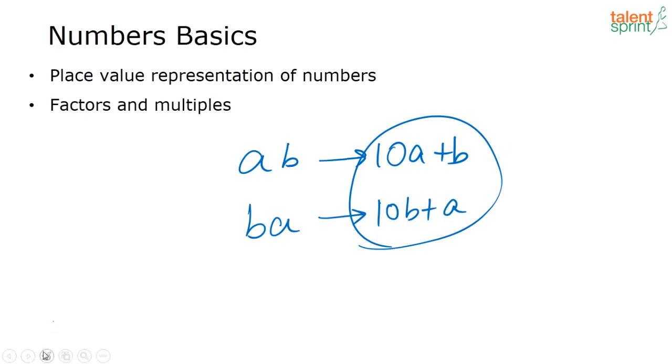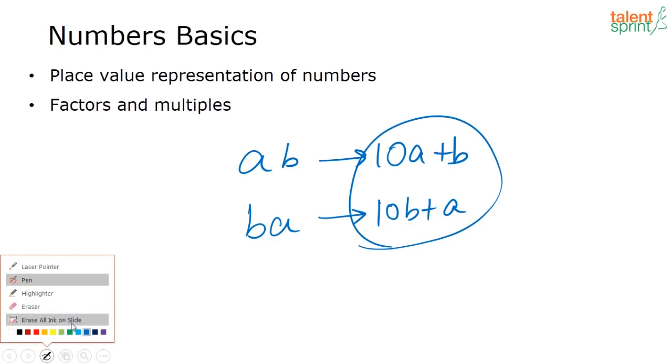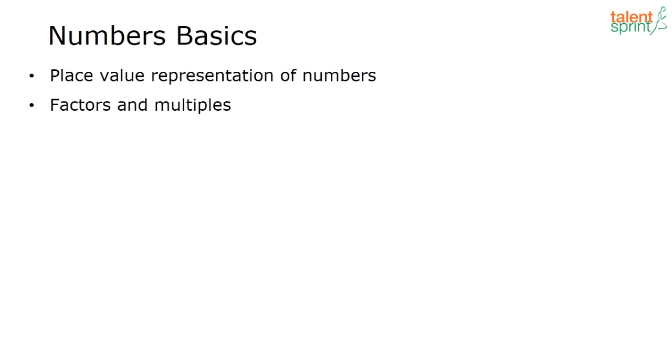Now the next definition that we need to know is what are factors and what are multiples. Again, a very easy thing. If you have a number A and you are dividing this number by B, and B is able to divide it exactly in such a way that the remainder of this division is 0, then B is called a factor of A, or A is called a multiple of B. That is the easiest definition of factors and multiples.